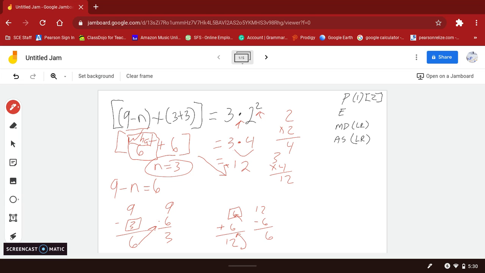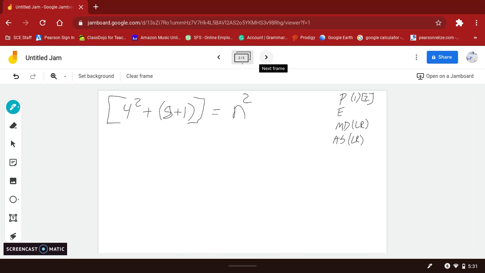Now, a lot of you all just go ahead and put your answer down and don't check it. You have to check it to make sure that you didn't mess something up. By checking it, I mean plug it in. So instead of n here, I'm going to put 3, and I'm going to solve that problem. 9 minus 3 is 6, plus 3 plus 3 is 6. Well, what's 6 plus 6? 6 plus 6 is 12. So it will work. So our answer for this one is n equals 3.